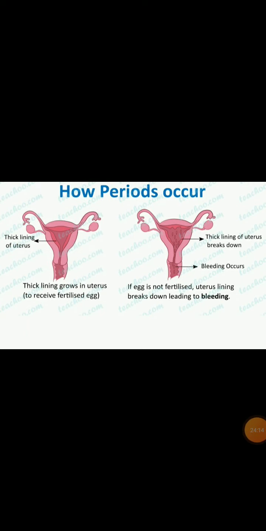So here in these two images, it is clearly shown how periods occur. First, there is a thick lining of the uterus every month to receive a fertilized egg. But when there is no fertilized egg, the thick lining of the uterus breaks down and bleeding occurs. So this is all about today's session.